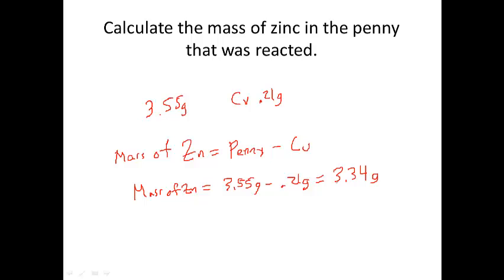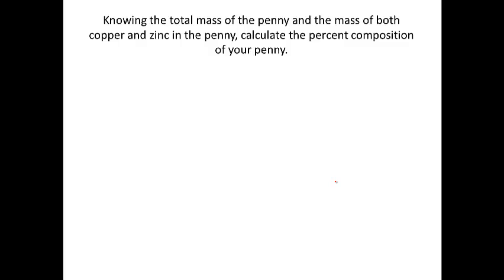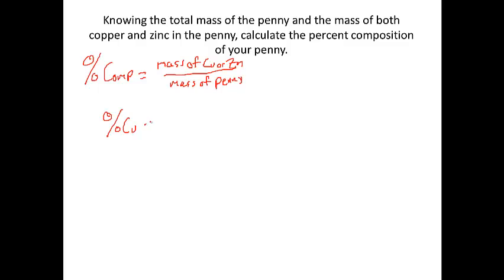The next question on the lab is, knowing the total mass of the penny and the mass of both copper and zinc in the penny, calculate your percent composition. Now remember, percent composition will be the mass of either copper or zinc divided by the mass of the full penny. So for our percent copper in this case, we'll take that 0.21 grams I had and divide by the total mass of my penny, 3.55. For my percent zinc, I'll take the zinc I just found, 3.34 grams, and divide by the 3.55 grams.